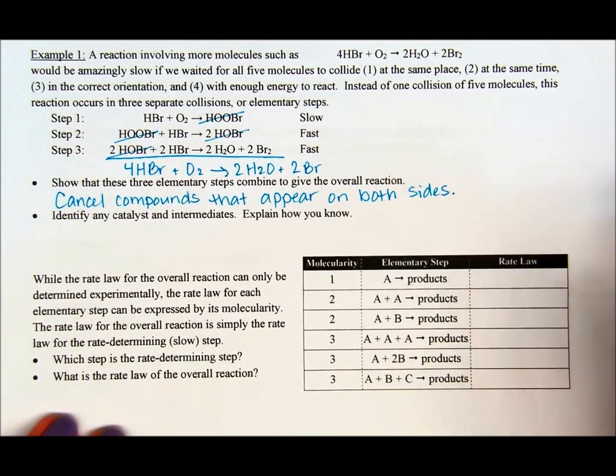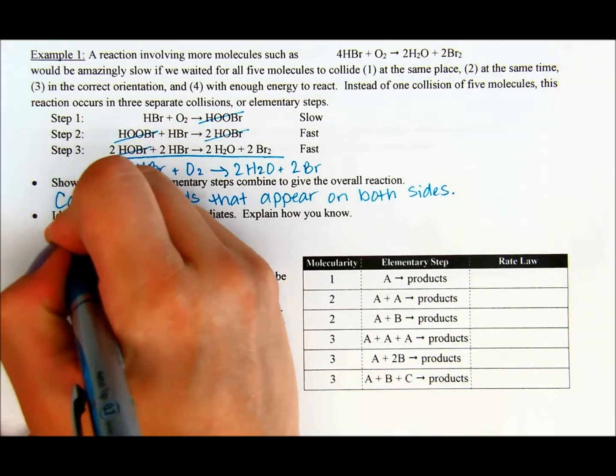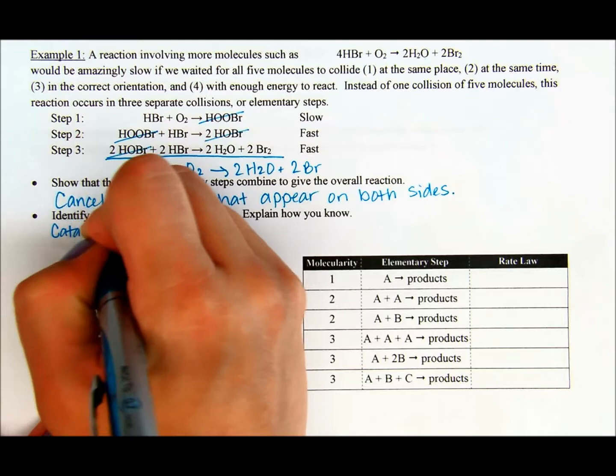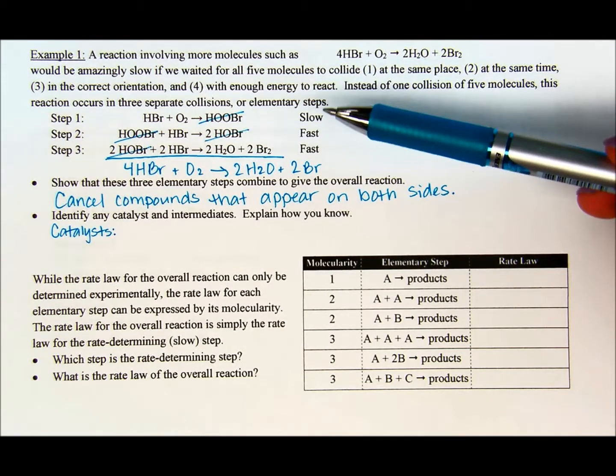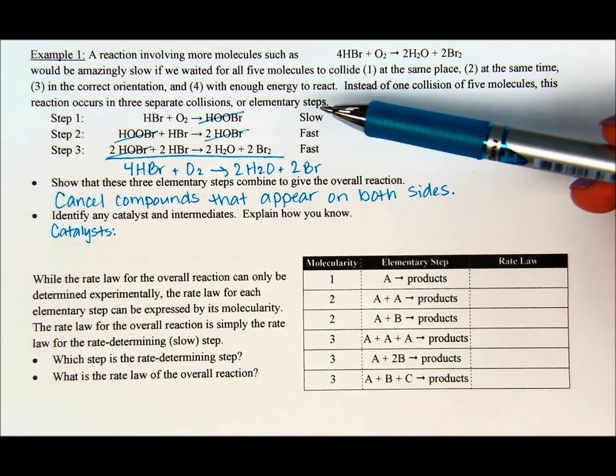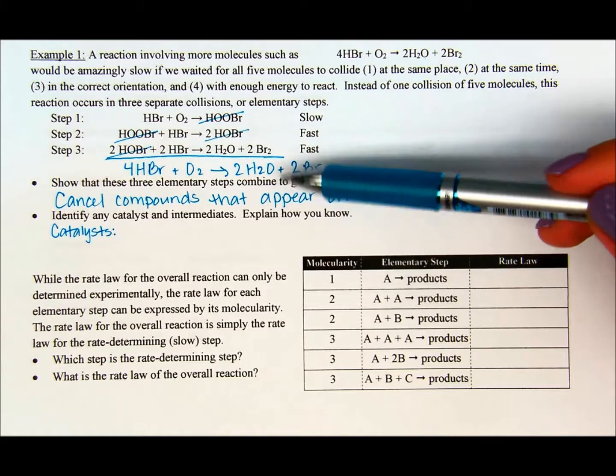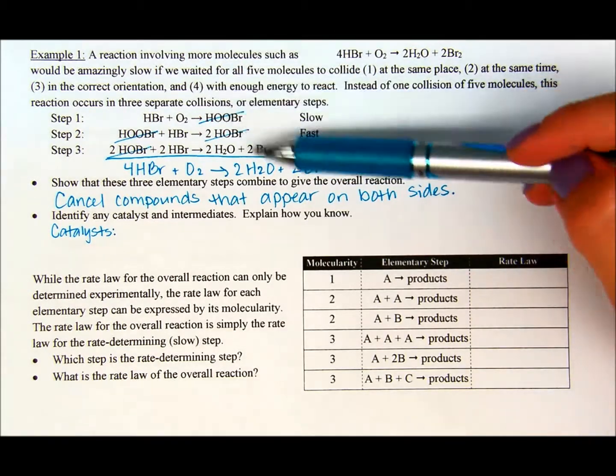Okay, identify any catalysts and intermediates. First we need to define those. So what's a catalyst? A catalyst is something that you add to a reaction, and it doesn't actually get used up in the reaction. When you're looking at the individual steps, though, you might see it used up, or you will see it used up, but then it'll be regenerated. So in the end, you're going to end up with your catalyst.